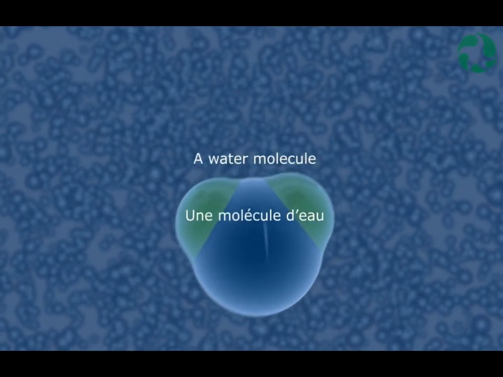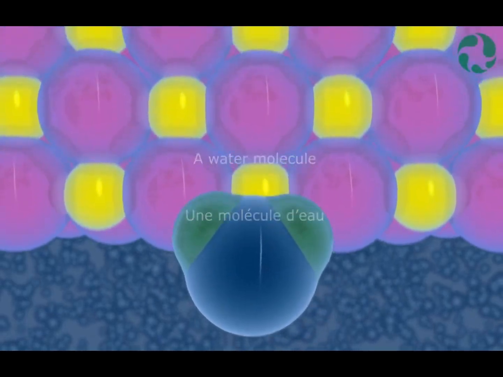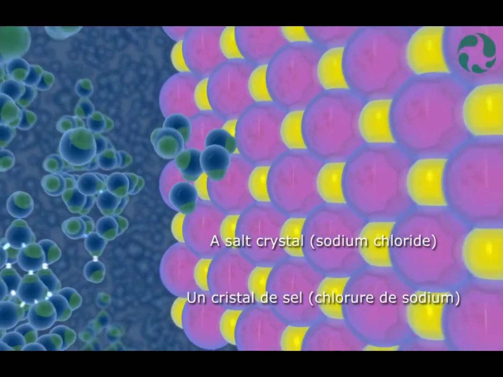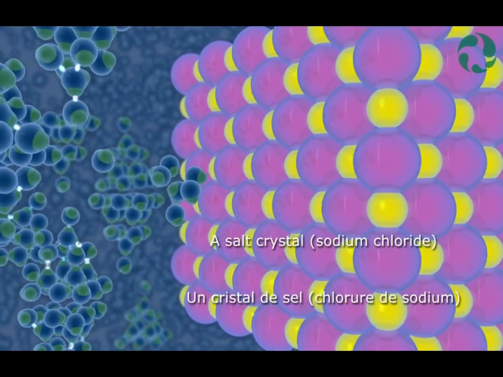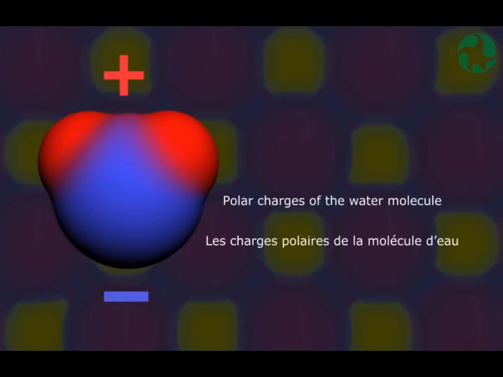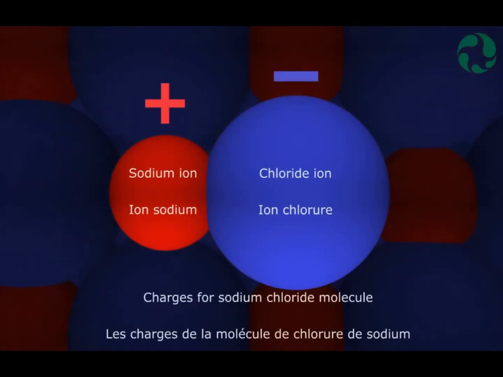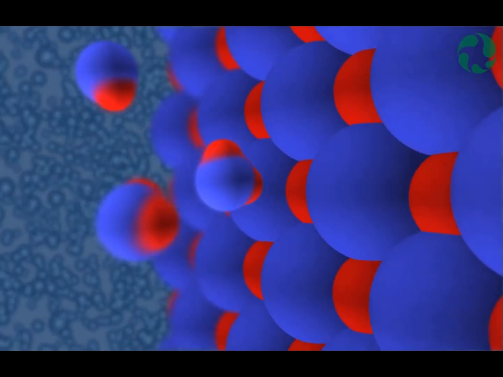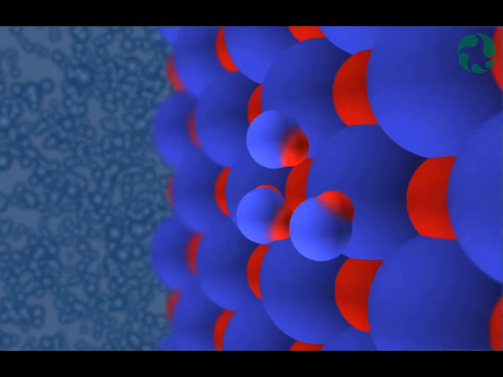So here's a water molecule. And the yellow and pink structure is a sodium chloride crystal. The pink ions are going to be the chloride ions, and the smaller yellow ions are going to be the sodium ions. Remember that water is a very polar molecule. It has a permanent dipole where the hydrogen atoms have a permanent positive charge and the oxygen atom has a permanent negative charge. These charges are attracted to the opposite charges in the sodium chloride matrix.